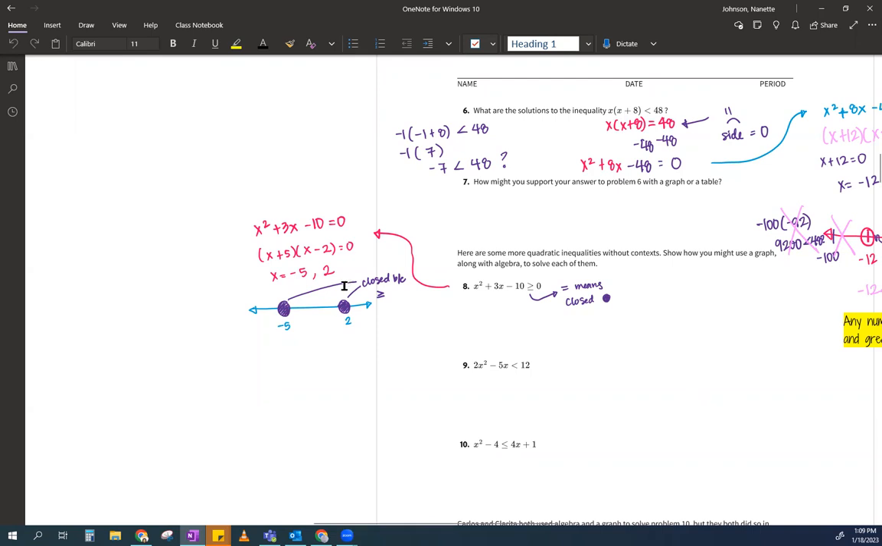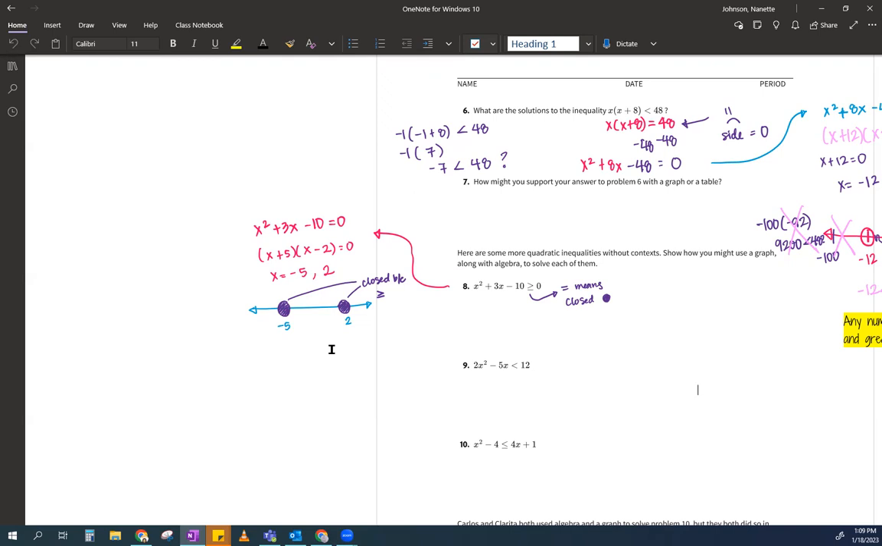How would I check if the middle, right, or left section is it? What would I do? Yeah, good job. Okay, so all you do is you pick a number. And so my favorite number, does anybody know my favorite number to plug in all the time? What's my favorite? Yeah, my favorite number to plug in is 0. Why, Miss Johnson? Because it's easy to plug in.